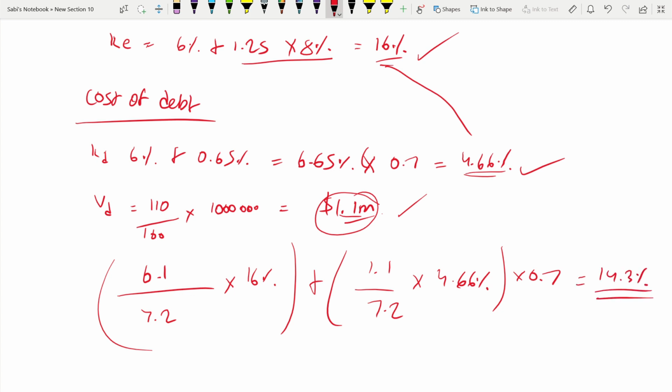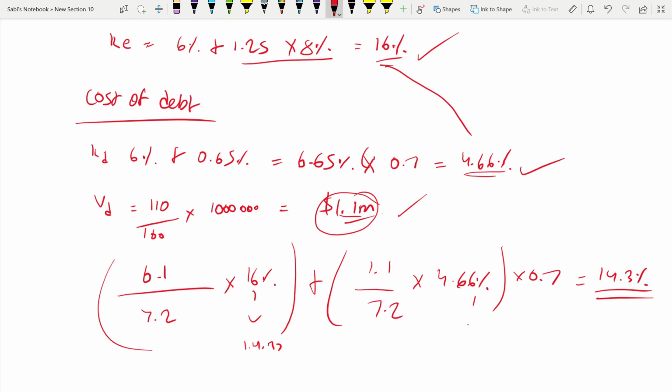If you see your WACC, it will be less than your cost of equity, but more than your cost of debt. It will be in between your cost of equity and debt. That's the whole point. You're putting that debt there to reduce your WACC. Otherwise, your WACC will be the cost of equity, 16%.